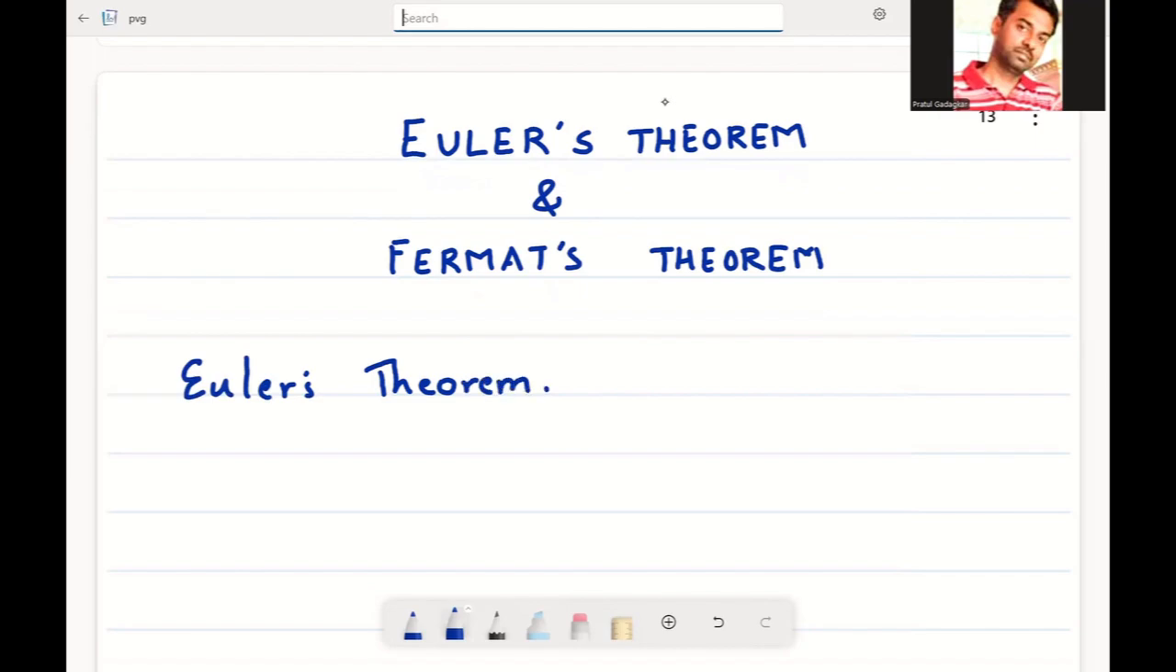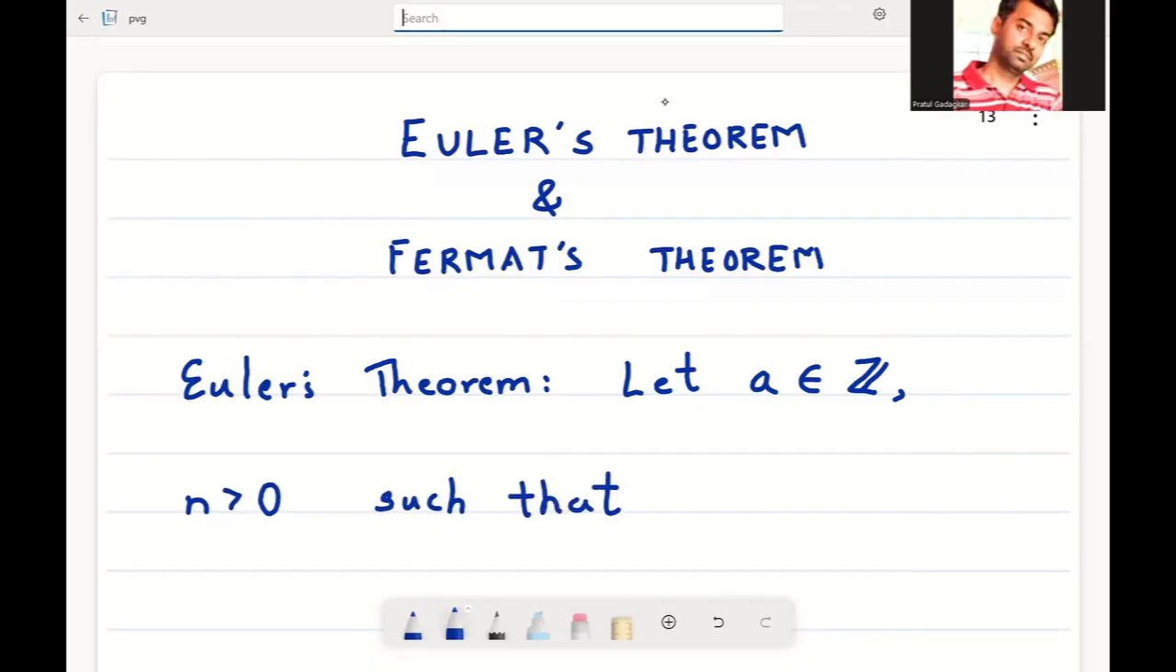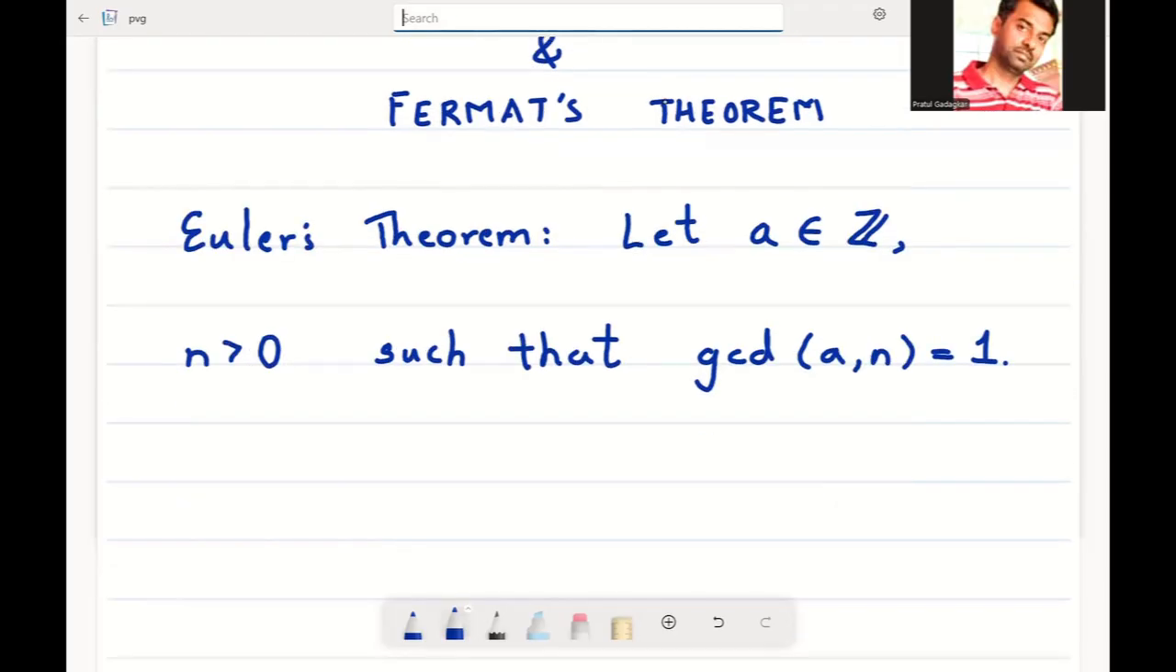Let a be an integer and n be some positive integer, such that a and n are relatively prime, meaning the GCD of a and n is 1. Then, according to Euler's theorem, a raised to phi of n will be congruent to 1 modulo n.